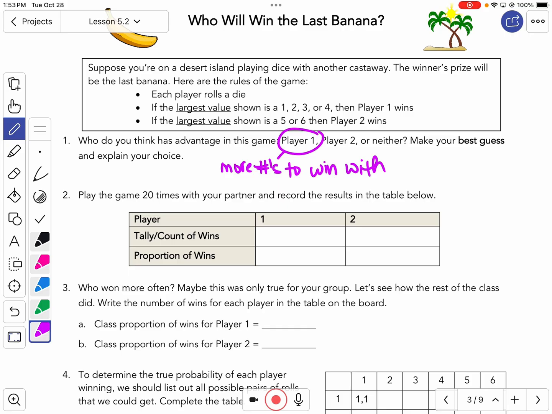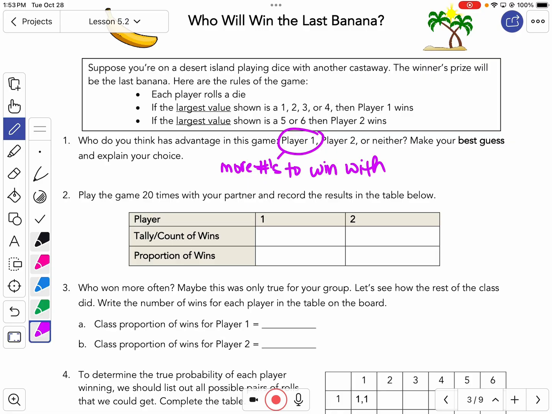So here's what we're going to do. We're going to actually play this game. We're going to play it 20 times with one other person. So you should have enough dice on your table for everybody to have one. So if you'll grab one, doesn't matter what color, you'll just grab one. And let me just kind of give you an example. So y'all got extras over here. Which one do you want?